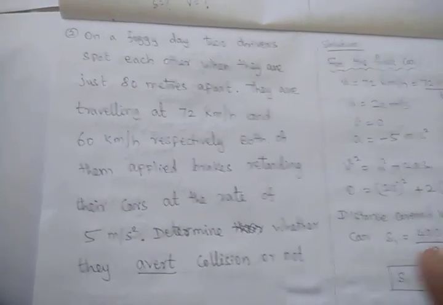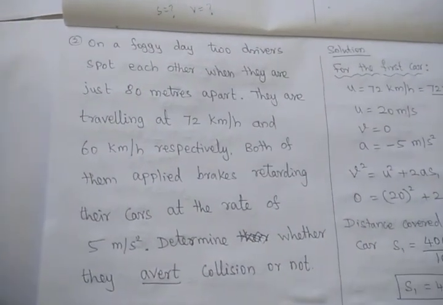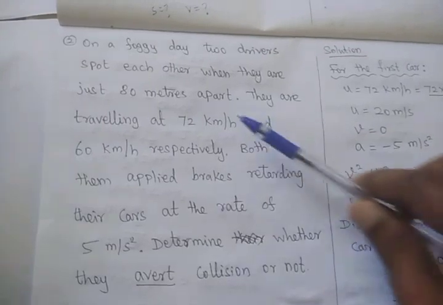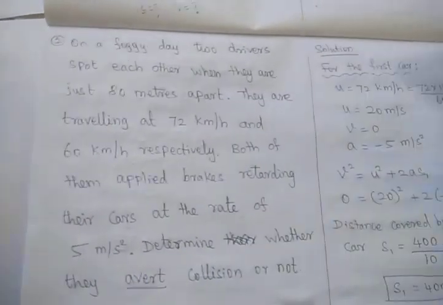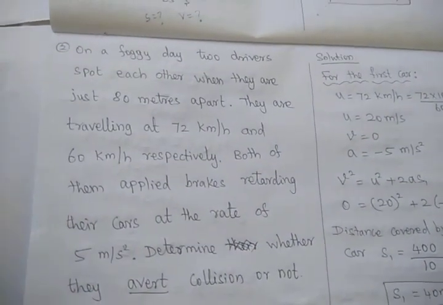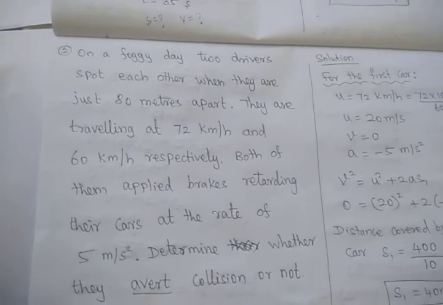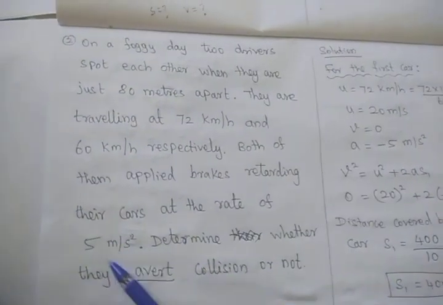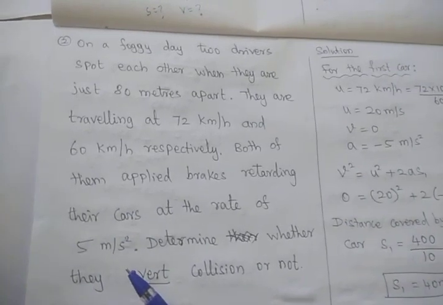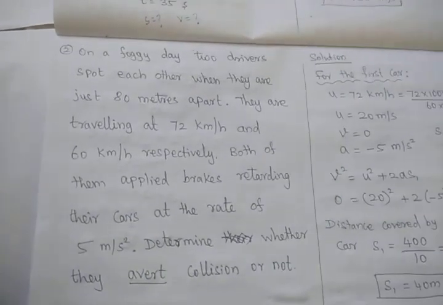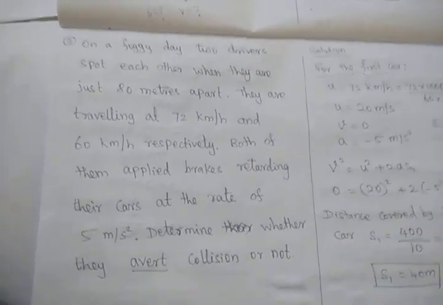That's all. A very interesting problem. Two cars are coming in opposite directions. They give the velocity of each car and the distance between the two cars. After that they apply the brake with the same deceleration value. Will they collide or not? So imagine the problem very clearly.